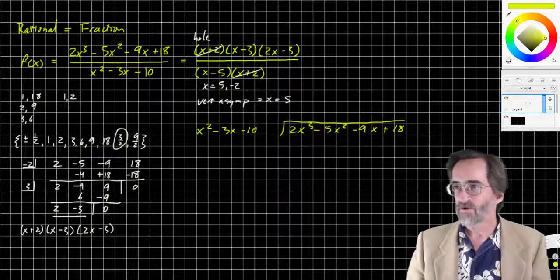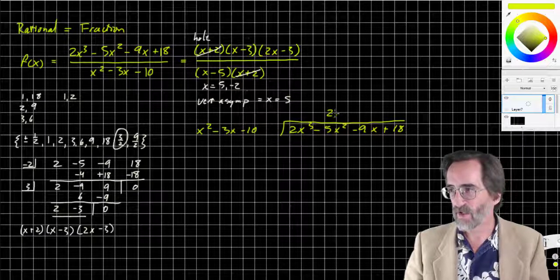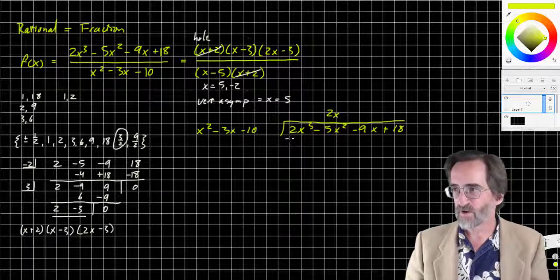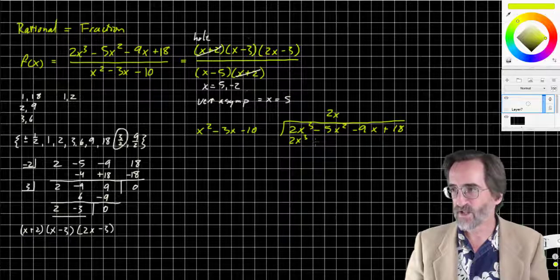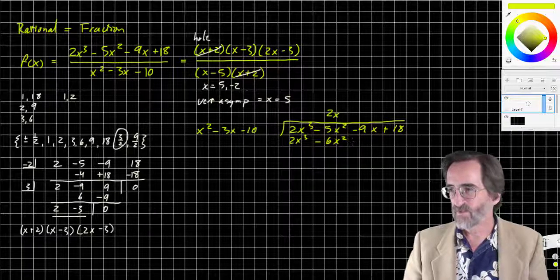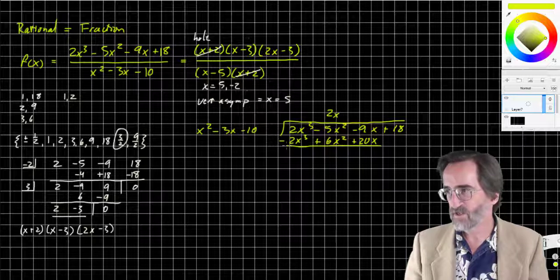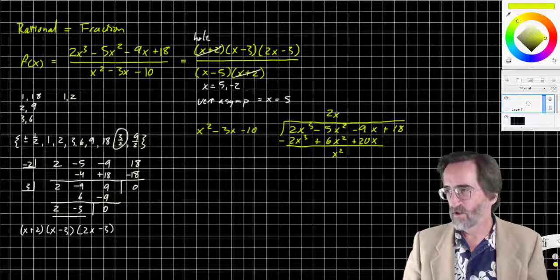So think, x squared times what is 2x cubed? Well, that would be 2x. 2x times x squared is 2x cubed. 2x times -3x is -6x squared. 2x times -10 is -20x. Change the signs and add. That's how you subtract. Nothing, then 1x squared, plus 11x. Bring down the 18.